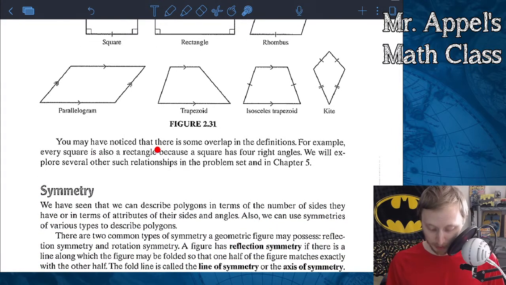You may have noticed that there is some overlap in the definitions. That's by design. For example, every square is also a rectangle because a square has 4 right angles. We will explore several other such relationships in the problem set and in Chapter 5.